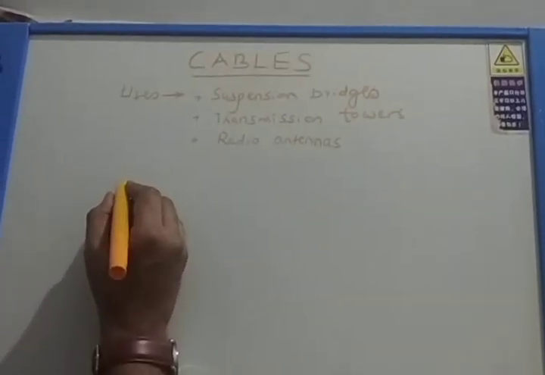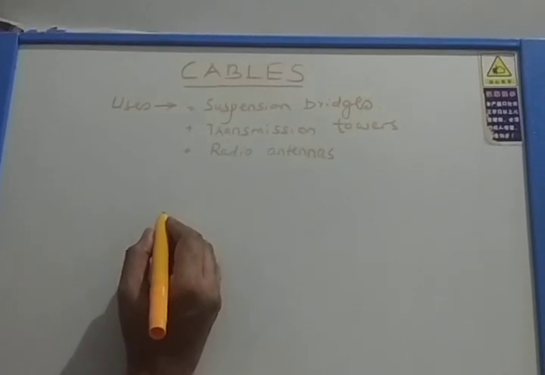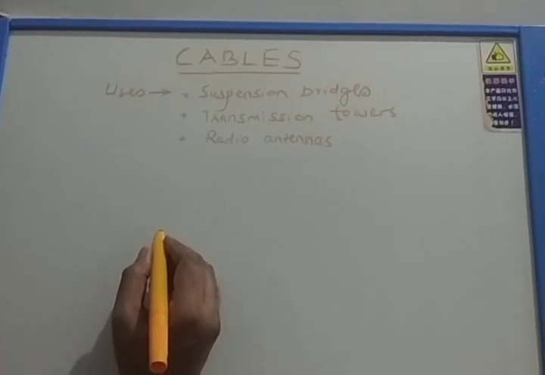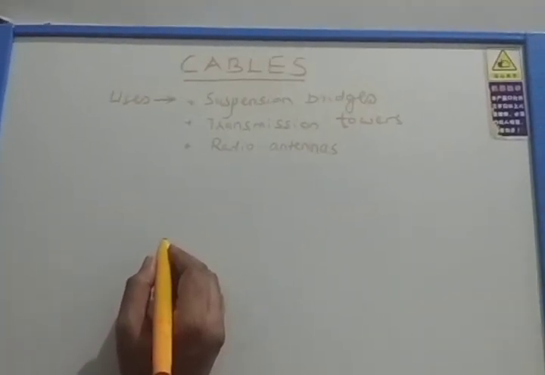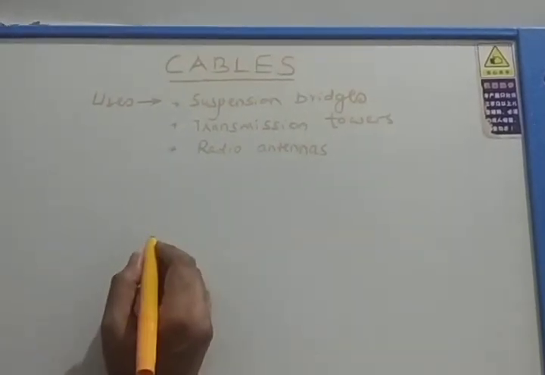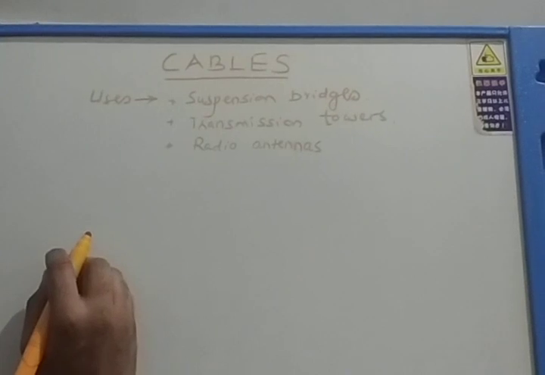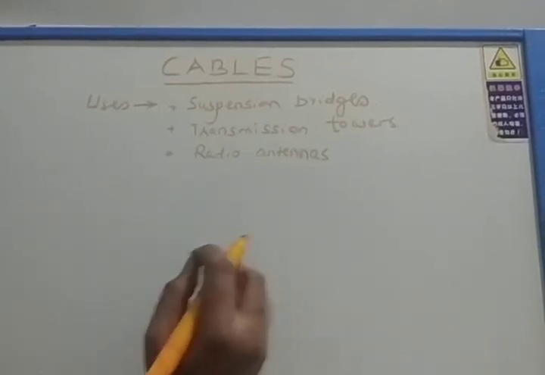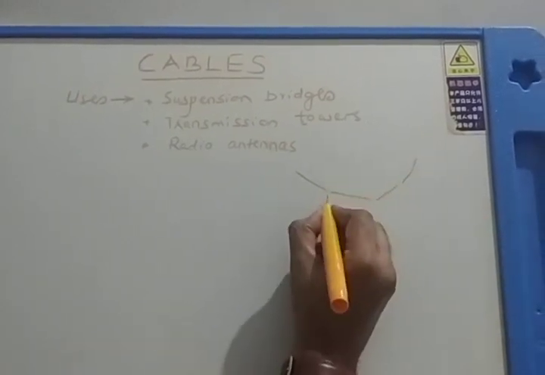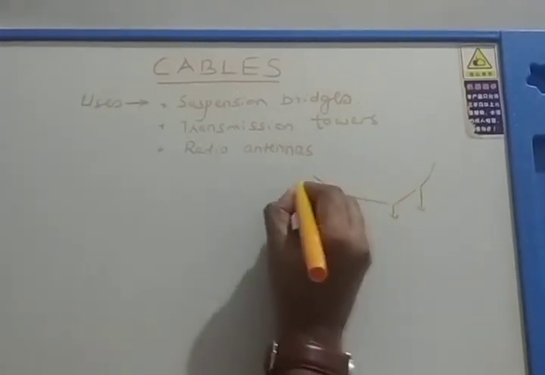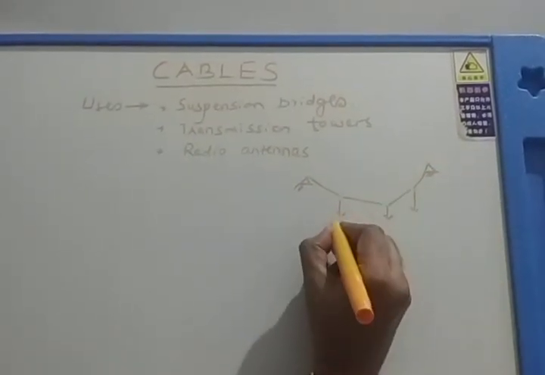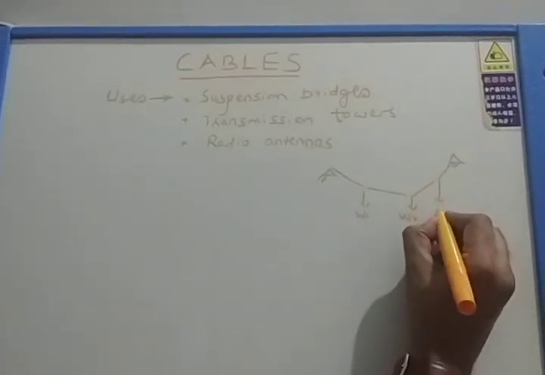Let us see how the cables are analyzed. Before that, you must understand that the cables take the shape based on the loads. For example, if the cable is subjected to concentrated loads, then it will have different segments. Like you can see, these are the segments and these are the concentrated loads, and this is the support of the cable. This is when the cables are subjected to concentrated loads W1, W2, W3.